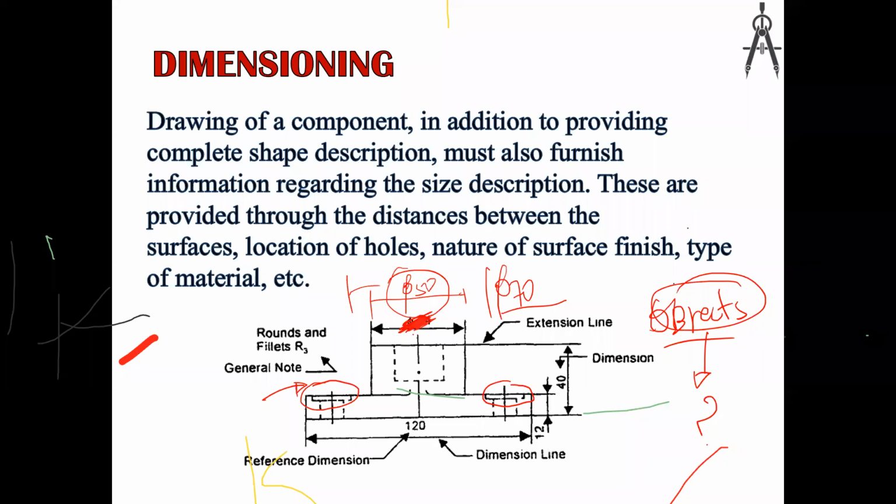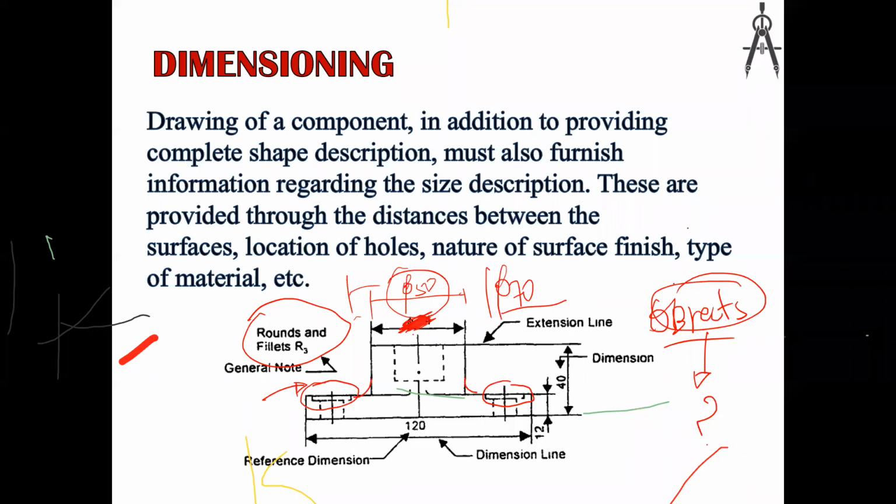So that is the purpose of making dimensions. When you are making dimensions, you have to give each and every component and detail. Here you can see rounds and fillets. Do you know about fillets? When two surfaces are meeting, fillets come. That fillet will give a bit of strength to the component.